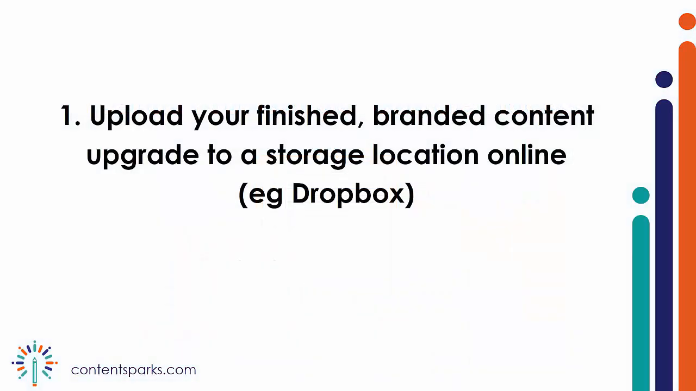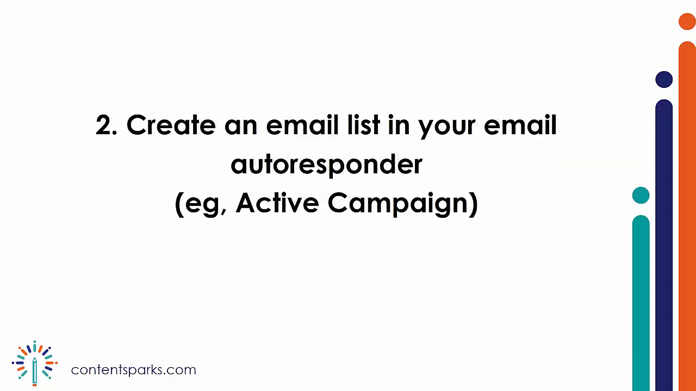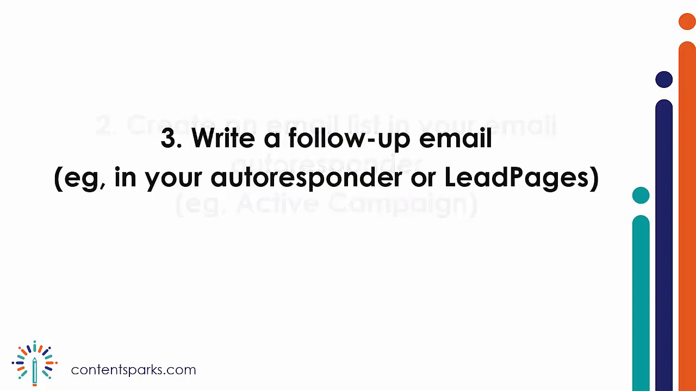First, upload your finished branded content upgrade to a storage location online, such as WordPress content library on your WordPress site, Amazon S3, or Dropbox. We use all of those, but whatever you choose, it has to have a way to grab a link you can share for download. Next, create an email list in your email autoresponder where you want the email addresses and contact information to be stored for that content upgrade. We use ActiveCampaign, but we have used Aweber in the past.